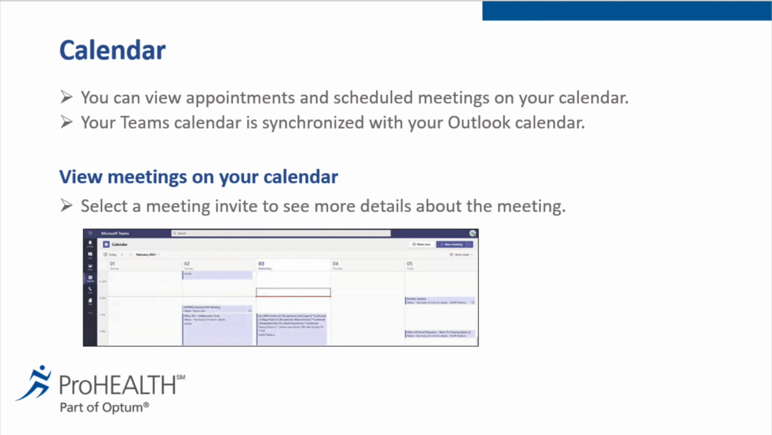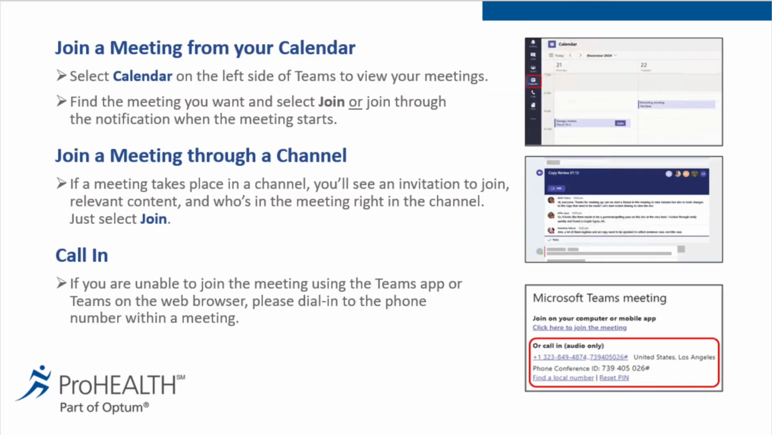Calendar. You can view appointments and scheduled meetings on your calendar. Your Teams calendar is synchronized with your Outlook calendar. To view meetings on your calendar, select a meeting invite to see more details about the meeting. Join a meeting from your calendar. Select Calendar on the left side of Teams to view your meetings. Find the meeting you want and select Join or join through the notification when the meeting starts.